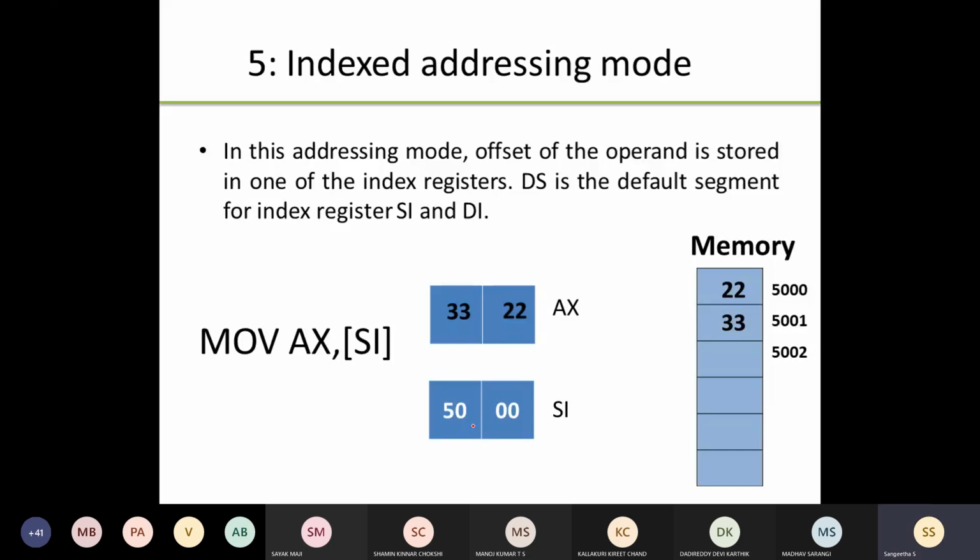So are you able to understand how to calculate the effective address and how the content is transferred into your register? So any doubts up to this?